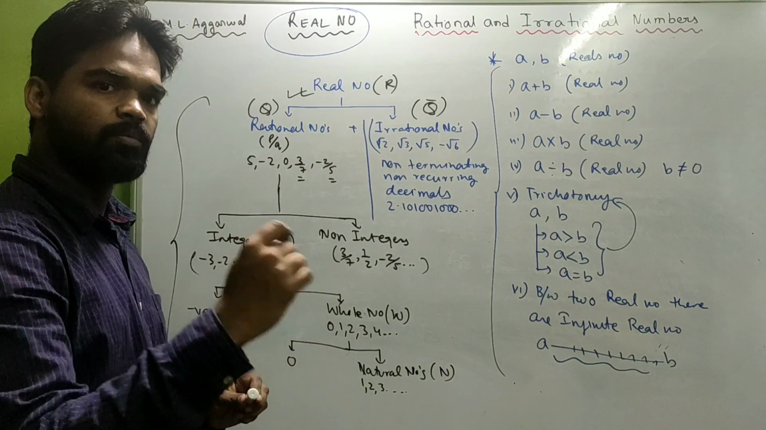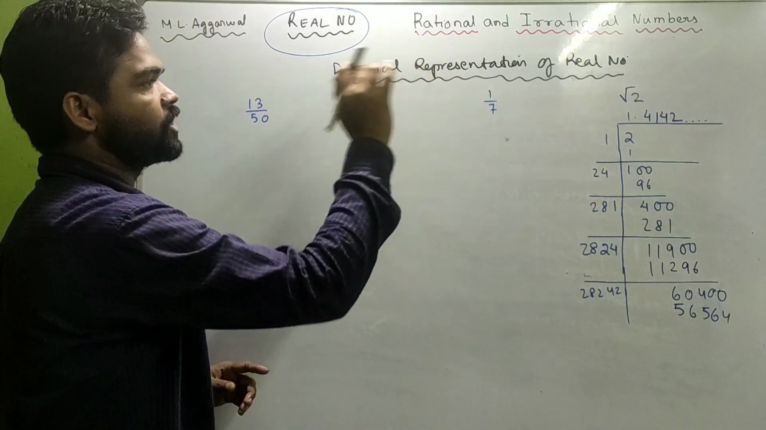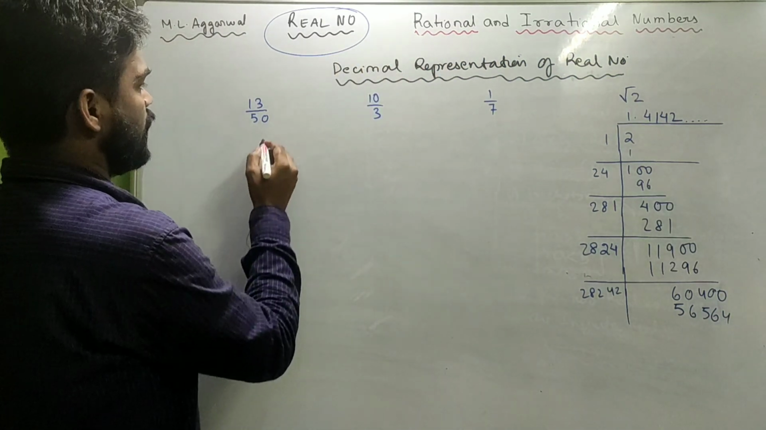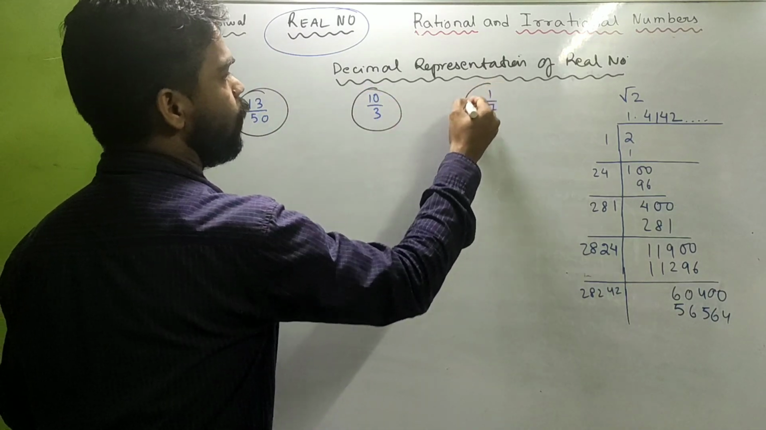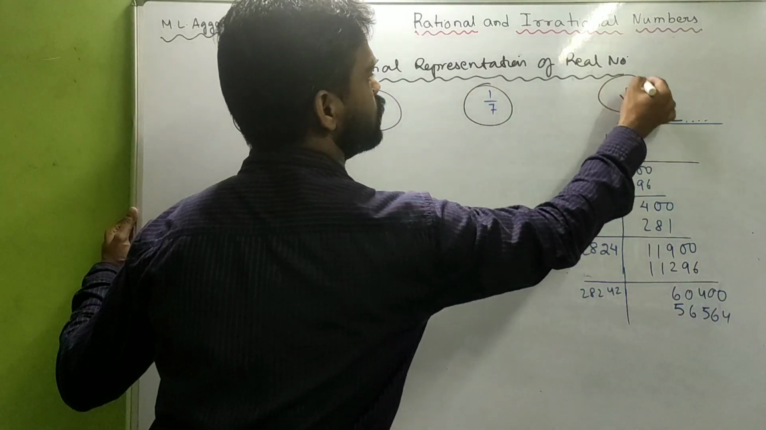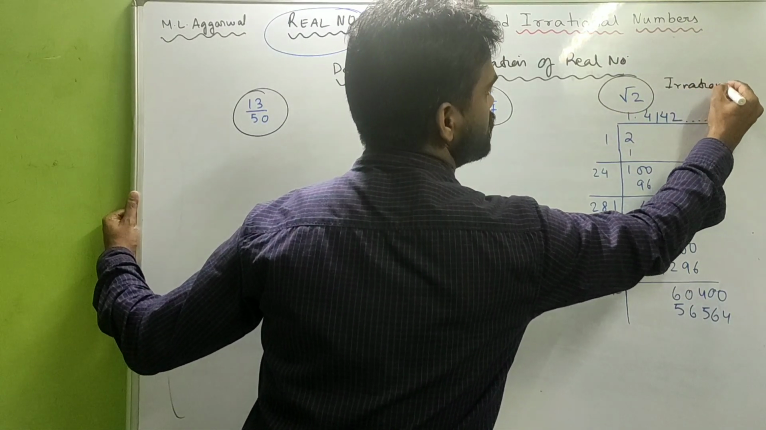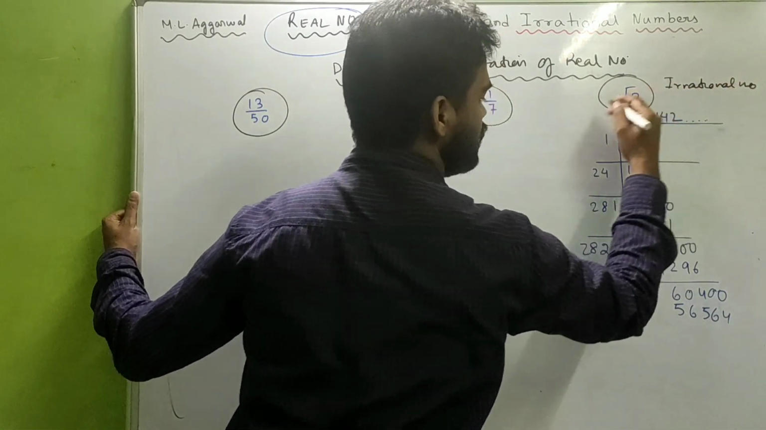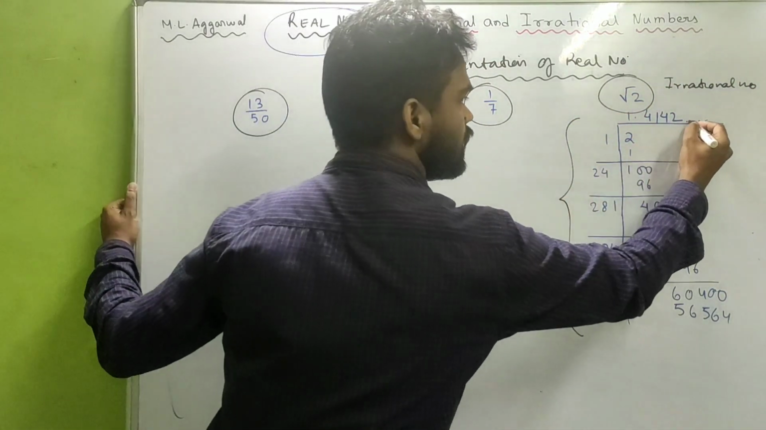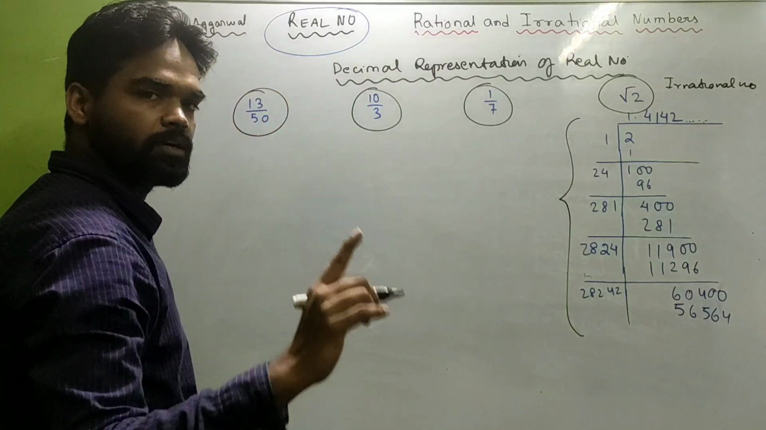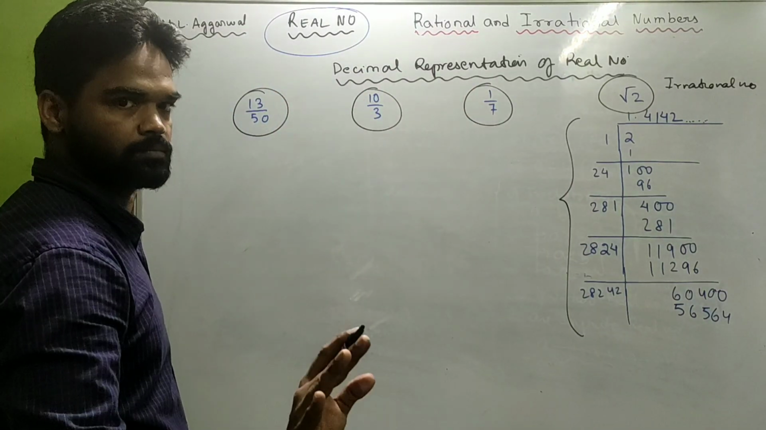Let us see a few more properties. Now look at the decimal representation of real numbers. I have taken 13 by 50, 10 by 3, 1 by 7 and root 2. First of all, root 2 is my irrational number. I've already solved it for you. When you find the value of root 2, you see that it is a non-terminating and non-recurring decimal.